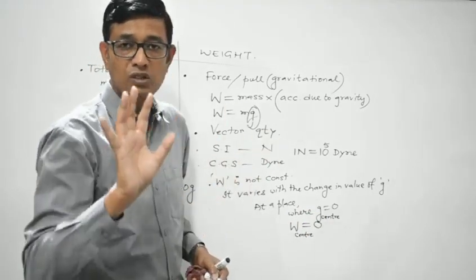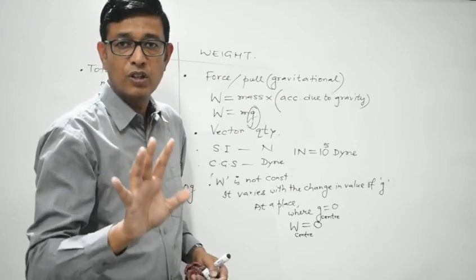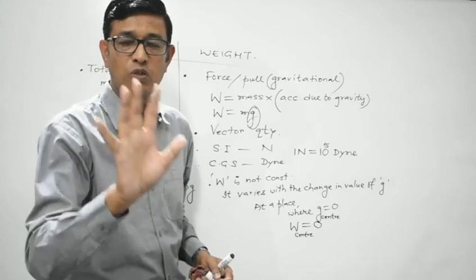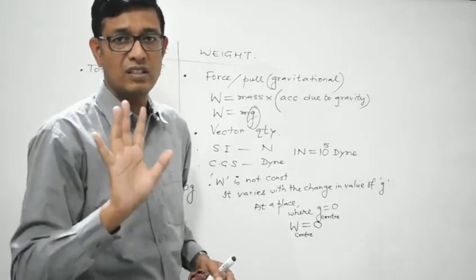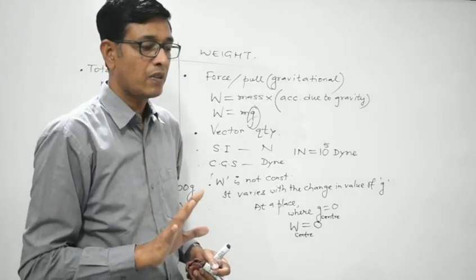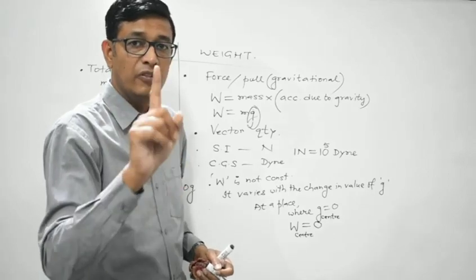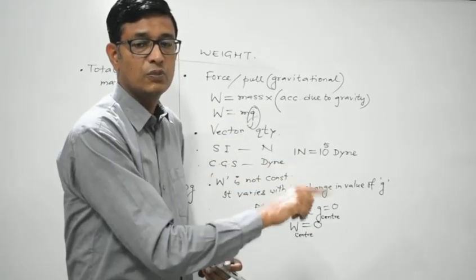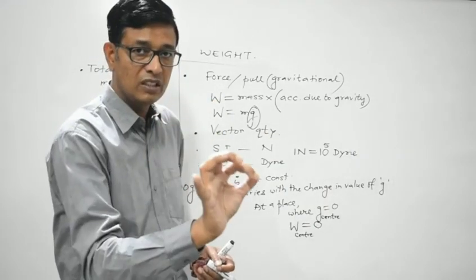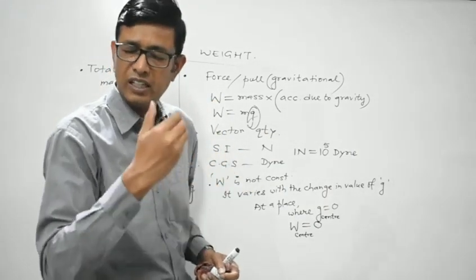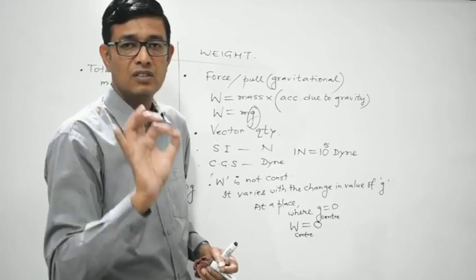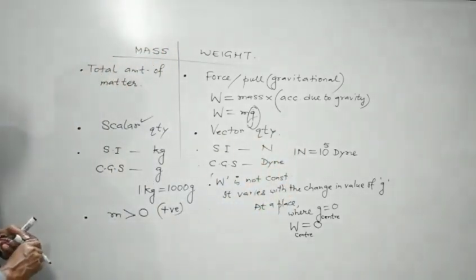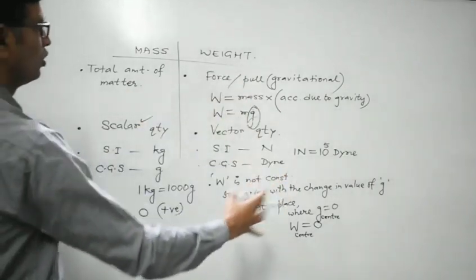So mark my words, mass of a body is constant anywhere, any place. The mass of a body will always be constant in mechanics. While on the other hand, the weight of a body varies with the value of small g. At the center of the earth, the weight of any body is 0. Clear? So this was a very important concept and you need to go through it thoroughly.